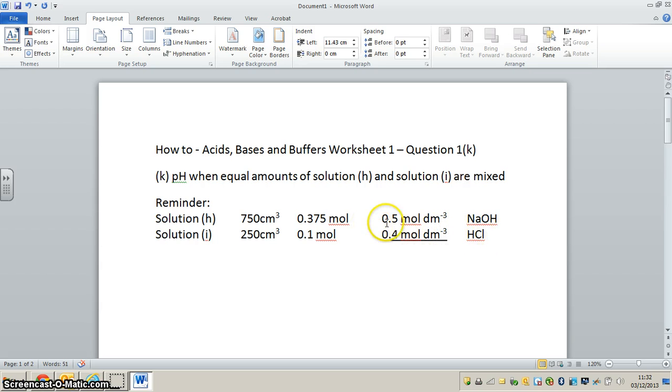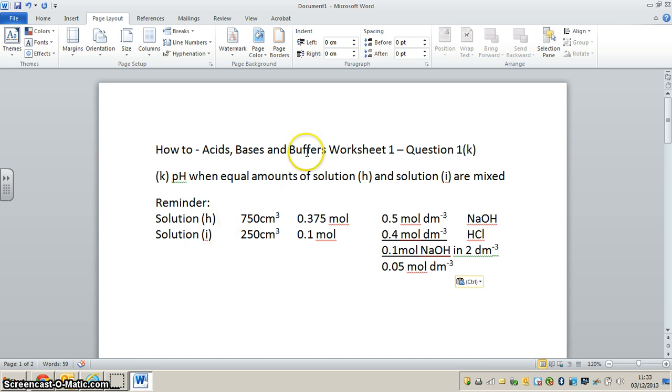And just saying what this means, solution H has 0.5 moles of sodium hydroxide in every decimeter cubed, and solution I has 0.4 moles of hydrochloric acid in every decimeter cubed. So if we add a decimeter cubed of hydrochloric acid to a decimeter cubed of sodium hydroxide, what's going to happen is neutralization, and the acid molecules are going to neutralize the alkali molecules. So let's just do that.